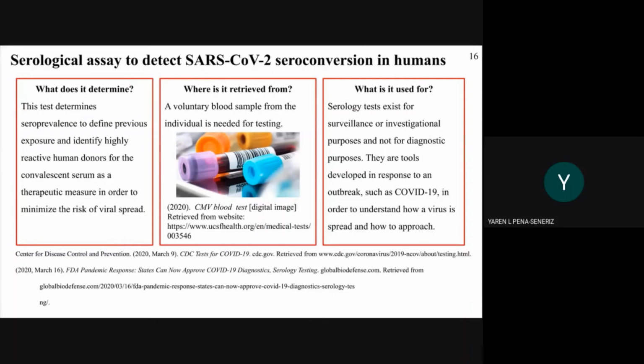However, the results from antibody testing should not be used as the sole basis to diagnose or exclude SARS-CoV-2 infection or to inform the infectious status. Next slide, please.